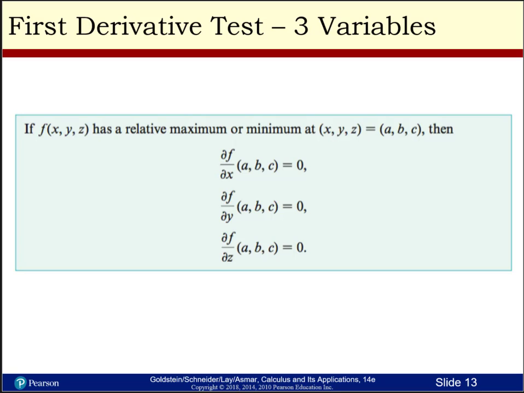If f of x, y, z has a relative maximum or minimum at (x, y, z) equal to (a, b, c), then the partial of f with respect to x at (a, b, c) is 0. The partial of f with respect to y at (a, b, c) is 0, and the partial of f with respect to z at (a, b, c) is 0.